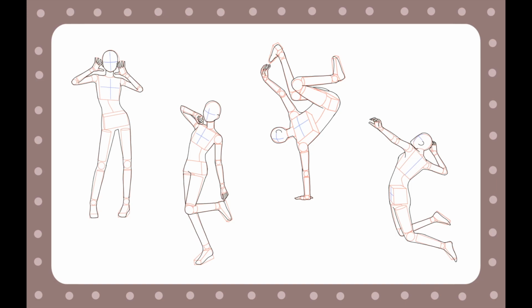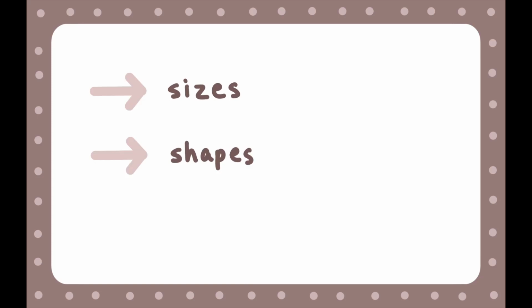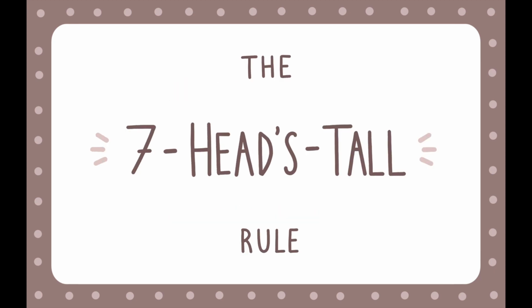Once these fundamentals are established, we can move on to the human proportions. Many experienced artists say that the second most important part of drawing the human body is understanding its basic proportions. Proportions are all about the sizes and shapes of the body parts in relation to each other. Many artists online recommend the 7 heads tall rule when drawing humans.